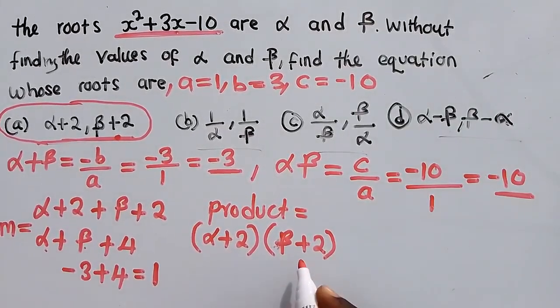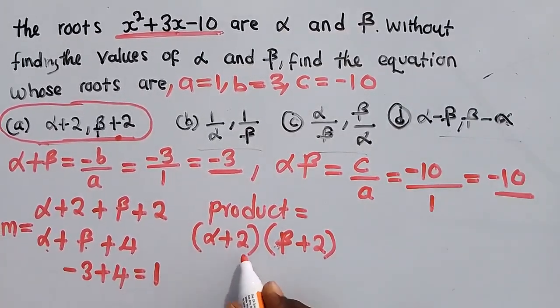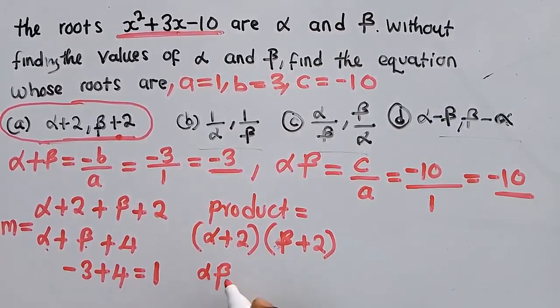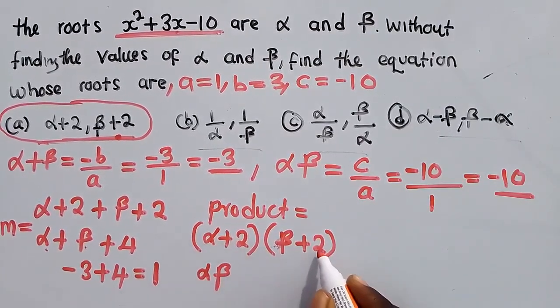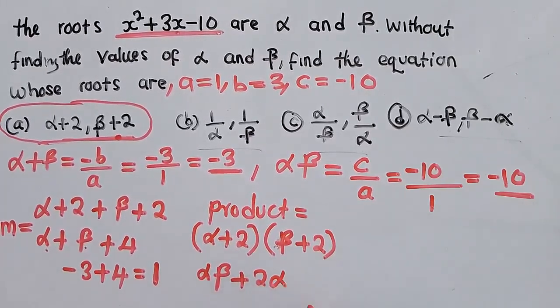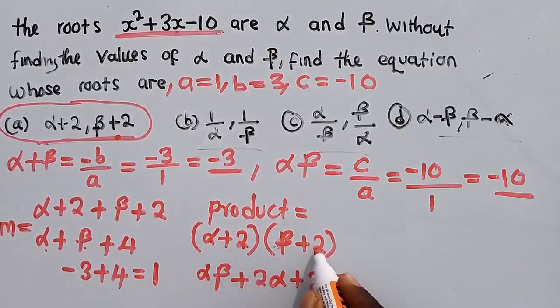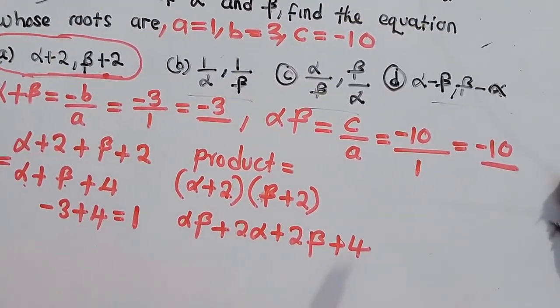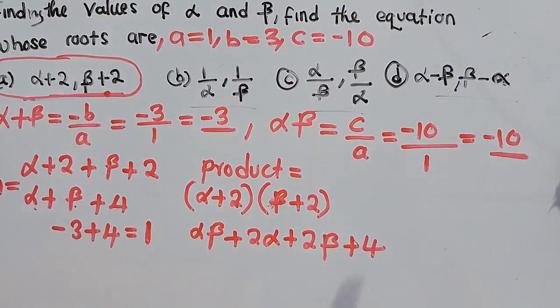So once I do this now, the next thing that I'm going to do is I start multiplying alpha times beta. That's alpha beta. Alpha times 2 is plus 2 alpha. 2 times beta, that's 2 beta. 2 times 2, that's plus 4. This is what I'm going to come up with. Have you seen? So this is the answer that I've come up with.